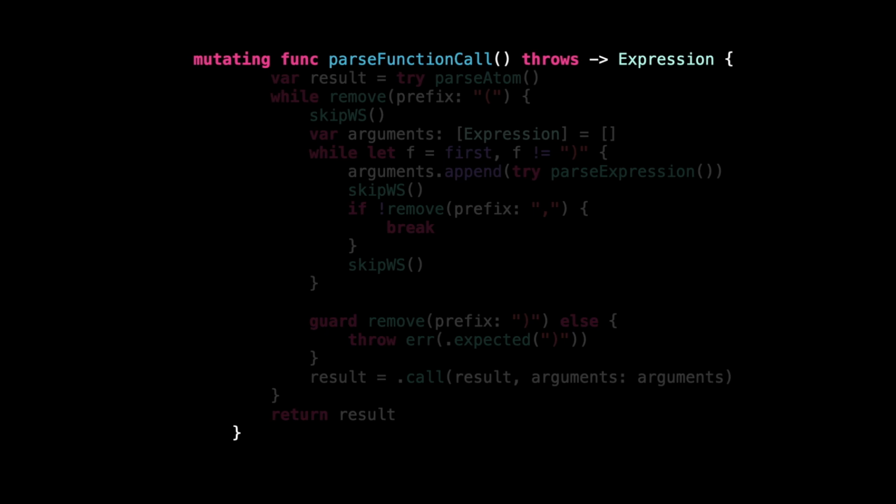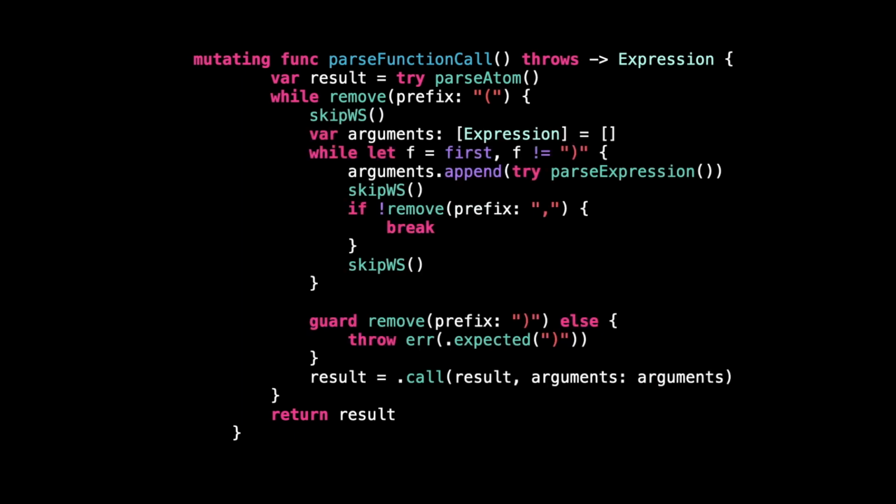Here's the code for parsing a function call. So the first thing that happens is a function call tries to parse an atom, and then if it sees an opening parenthesis, it will parse an argument list, and the arguments are separated by commas. And the reason why it first tries to parse an atom is so that we can nest these function calls.